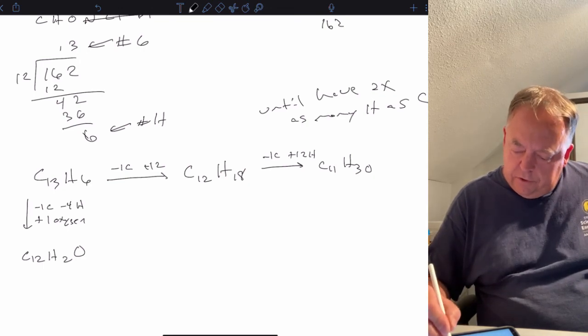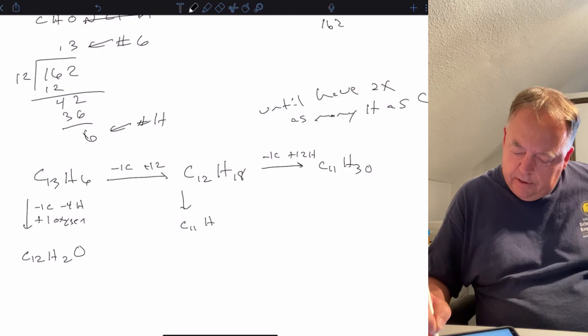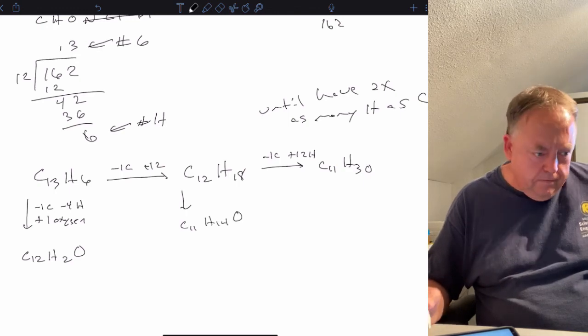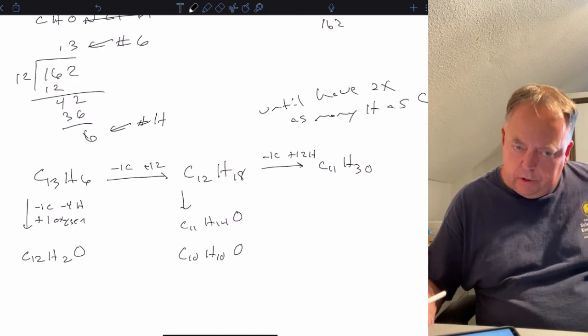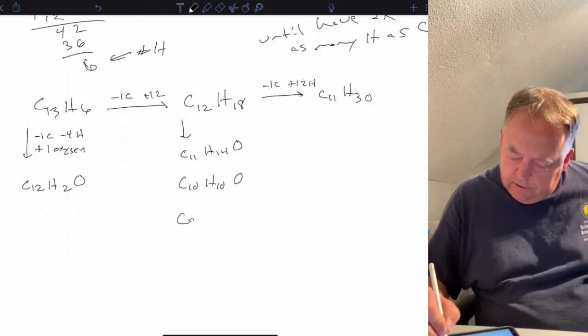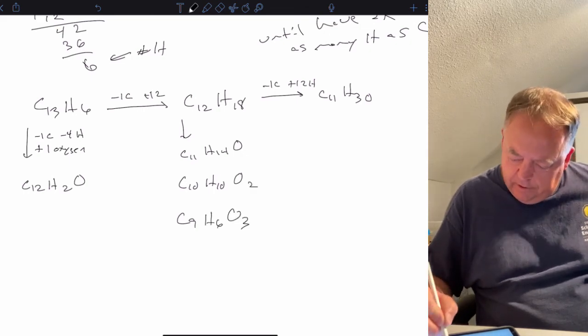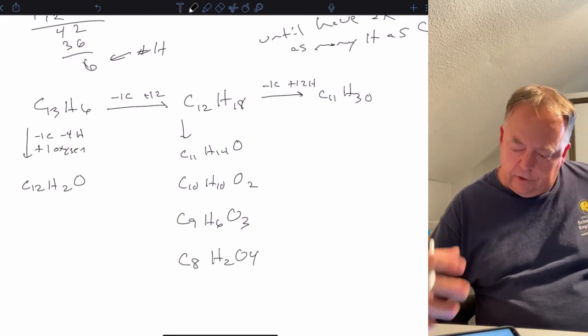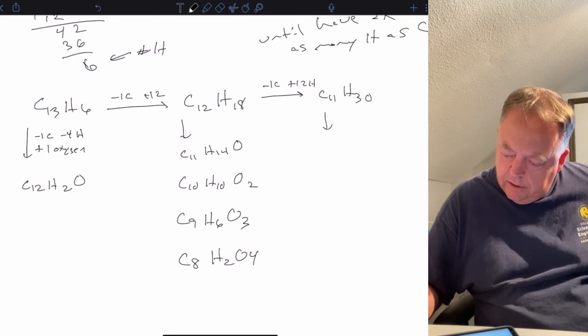And then we want to do that for these formulas as well. C11H14O, and then C10H10O. You want to keep doing that until you run out of carbons or hydrogens. C9H6O2, and then O3, C8H2O4. All of those have the same mass. And then do the same thing here.